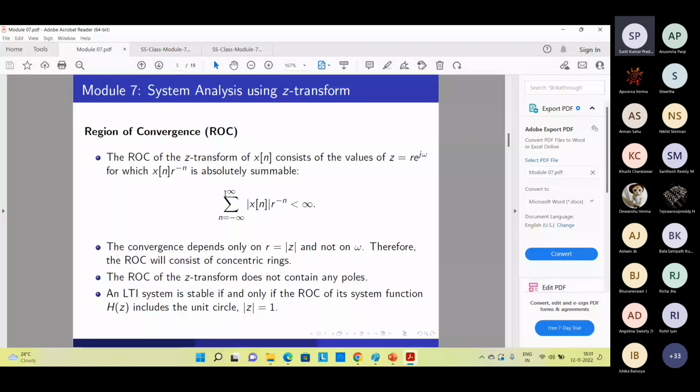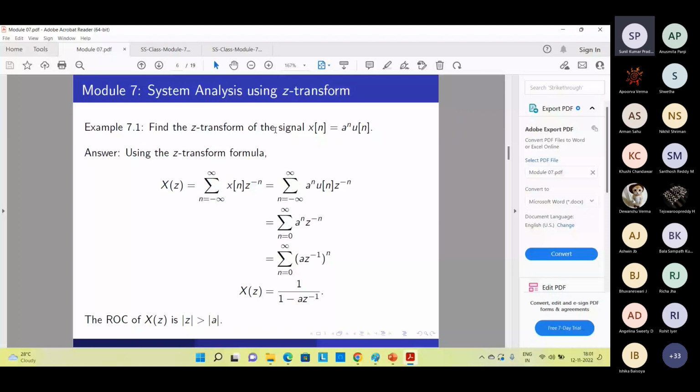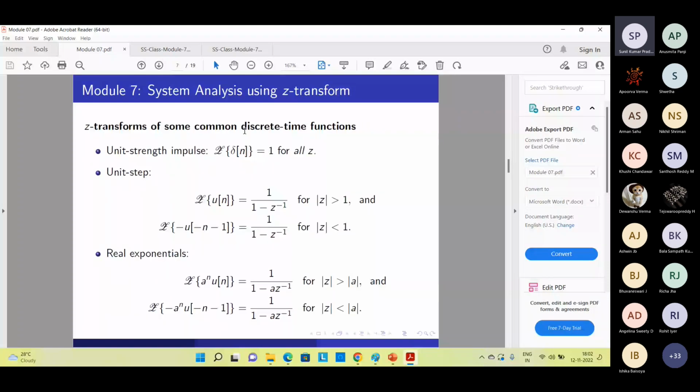Now, let's say x of n is equal to a to the power n u of n. So your Z transform will be 1 divided by 1 minus a z inverse. So the region of convergence will be mod z greater than mod a. Similarly, there are important functions for which you should remember the Z transform and its corresponding region of convergence. For example, what is the Z transform of the unit impulse function? It will be 1, and the region of convergence will be all z.